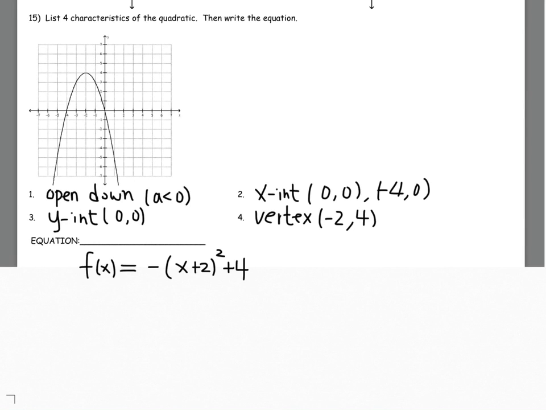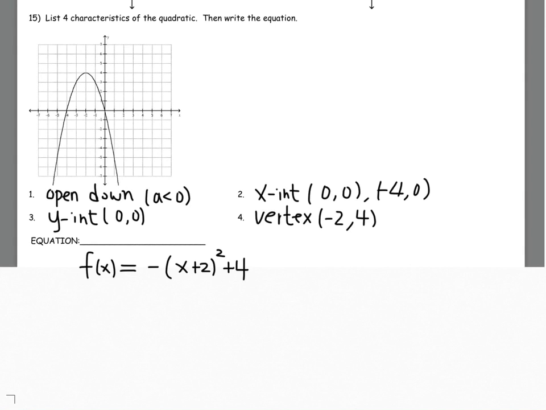Question number 15. List 4 characteristics of the quadratic, then write the equation. What would be the most distinctive characteristic when you observe this graph? I notice that it's an opening down parabola. It looks like a sad face opening down. Once I identify that, I know my a, my leading coefficient, should be a negative number. Next, I notice that the graph is crossing the x-axis at 0, 0 and negative 4, 0. So these are my x-intercepts.